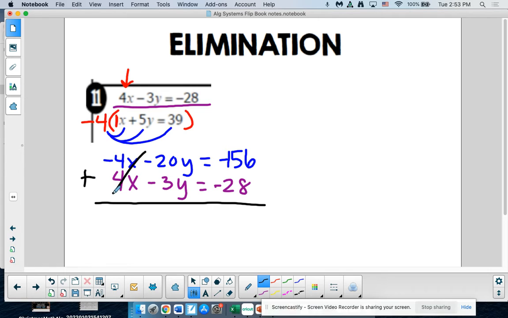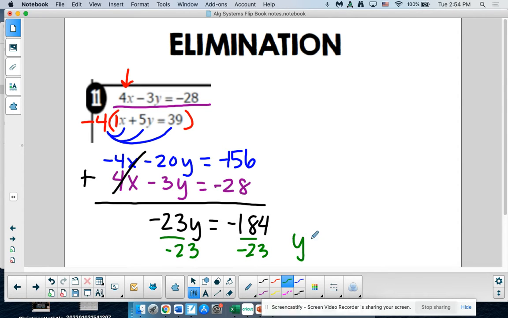It's 0, so my x's go away. Add your y's together. Negative 20 plus negative 3 is negative 23y. And negative 156 plus negative 28, not doing that in my head, negative 184. And lastly, we know we just divide out by negative 23. And we get y is equal to 8. Incredible.